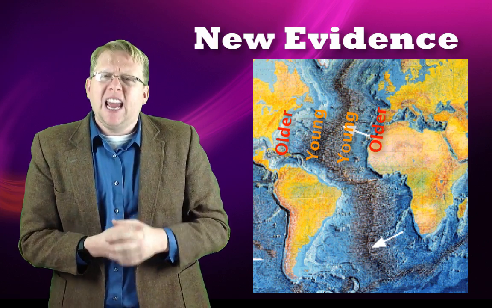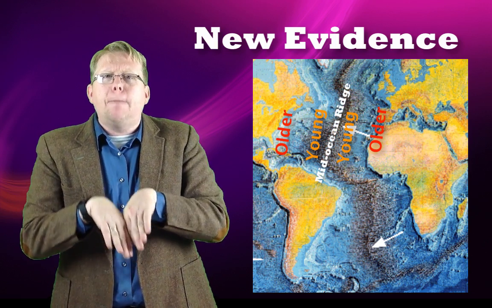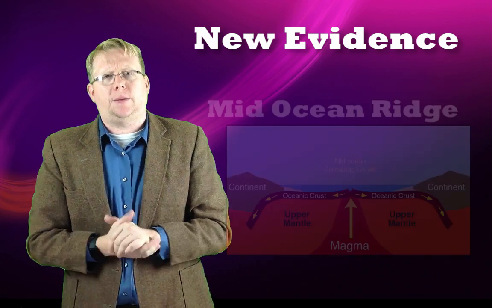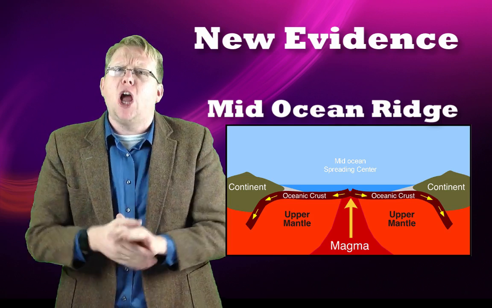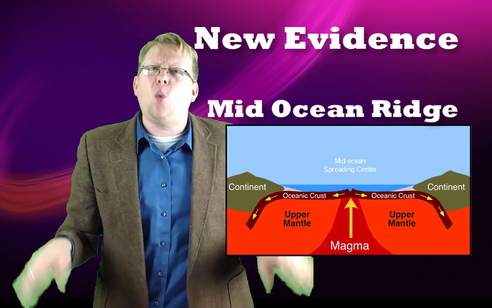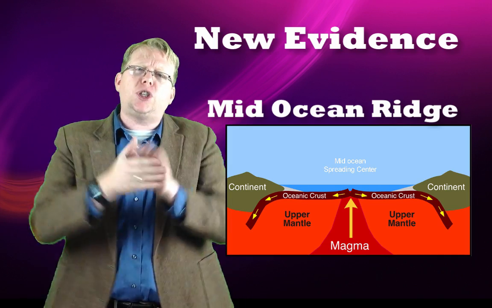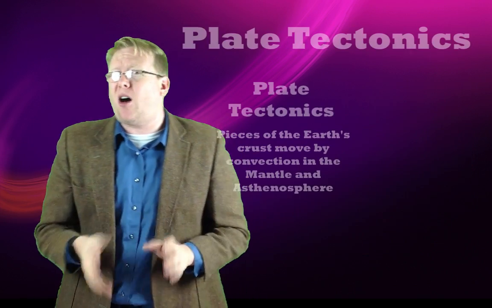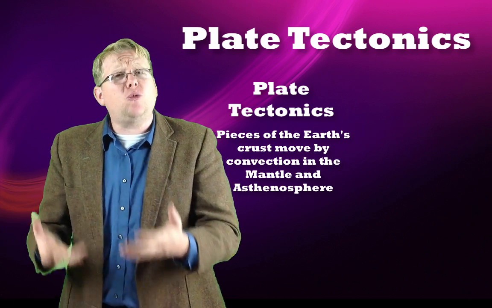Based upon this, he called it the mid-ocean ridge and was able to figure out that they're actually pushing the ocean apart. This line of volcanoes, the mid-ocean ridge, was shoving the continents away. This new idea of the continents being pushed by the mid-ocean ridge was called plate tectonics. And as we can now see, Alfred was right.